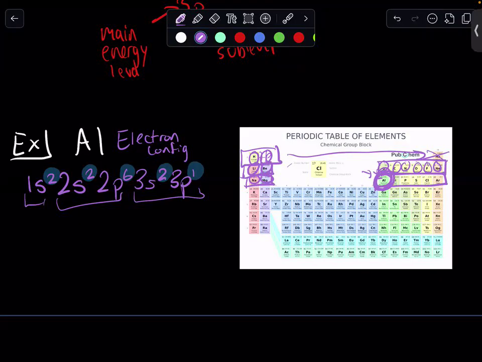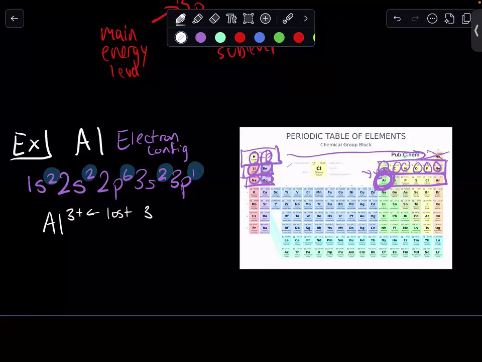So there it is. We can get a little crazy with this by looking at other factors that might affect it. If we look at, for example, aluminum 3 plus, 3 plus indicates that it has lost 3 electrons. We definitely know it hasn't gained protons because if it gained 3 protons, then it would no longer be aluminum. 1, 2, 3, it would be sulfur. But aluminum 3 plus means it lost 3 electrons.